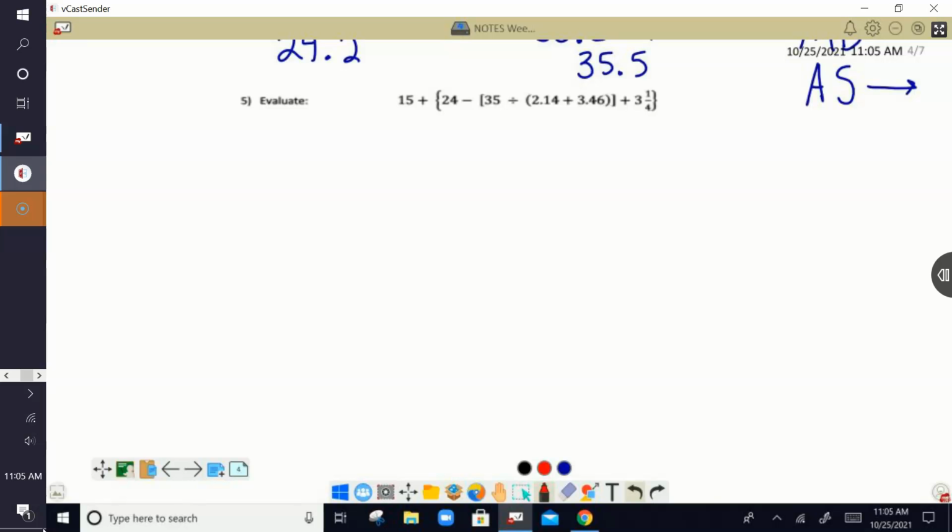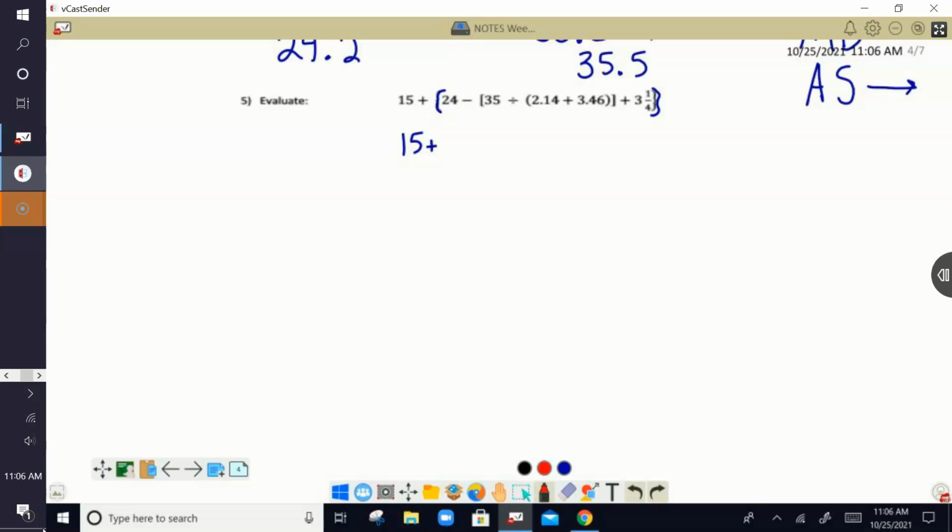Once again, I see grouping symbols. I see this brace right here. That's just like parentheses. All right, that's a grouping symbol, and that means I cannot add 15 until I find one number for inside there. One number has to be in there, then the last thing I do is 15 plus that number. So I'm going to work inside that grouping symbol.